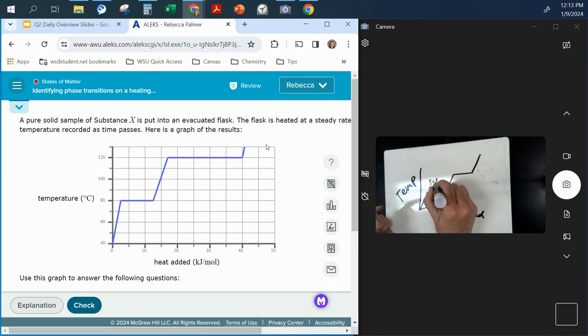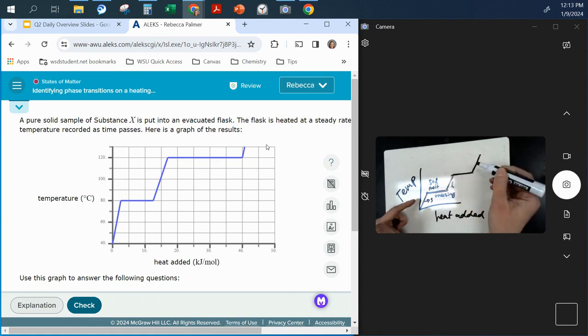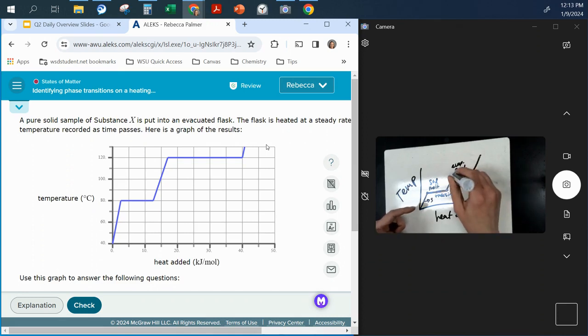Yes, good. So once everything becomes a liquid, then the temperature can increase again. So what's the phase here? Good. And then what's happening here? The temperature is constant. Good. Evaporation, condensation, or boiling point. Good. Okay. And what phases do we have here? Liquid and gas. Good.